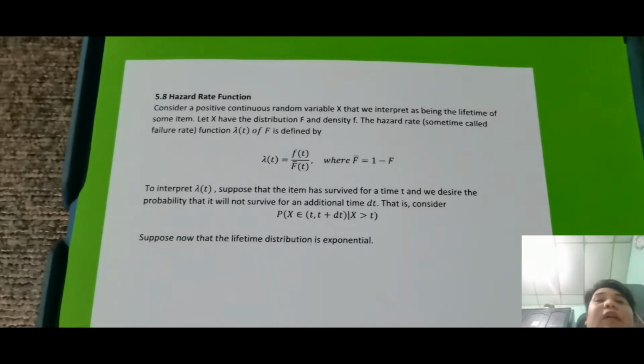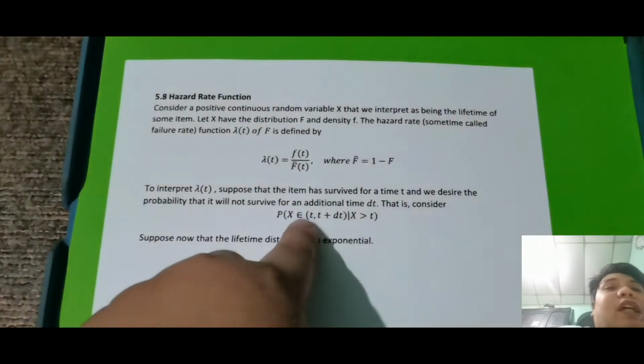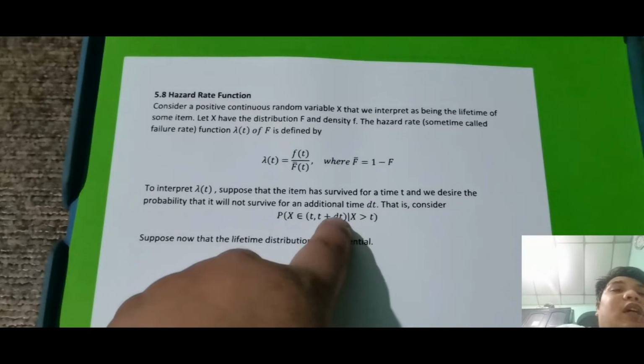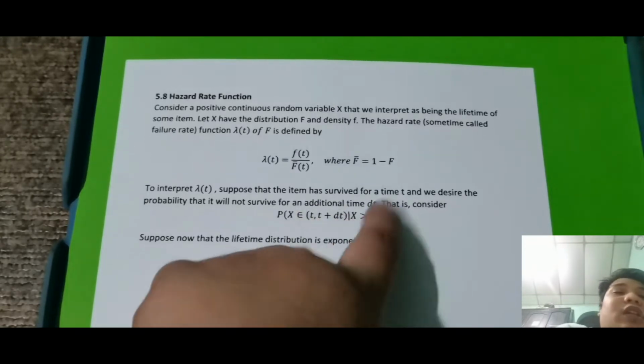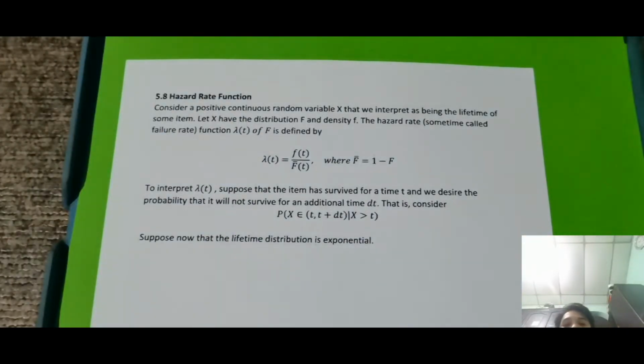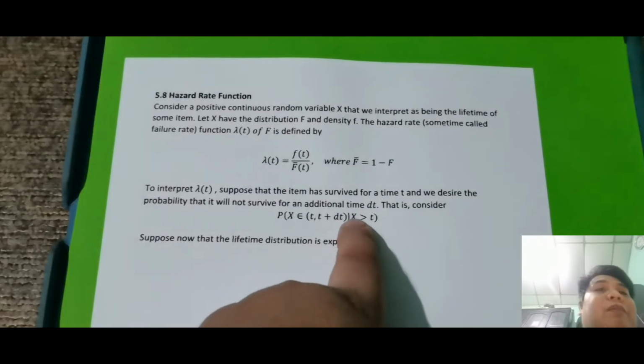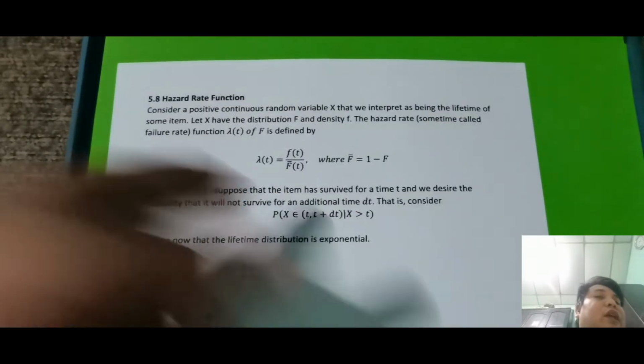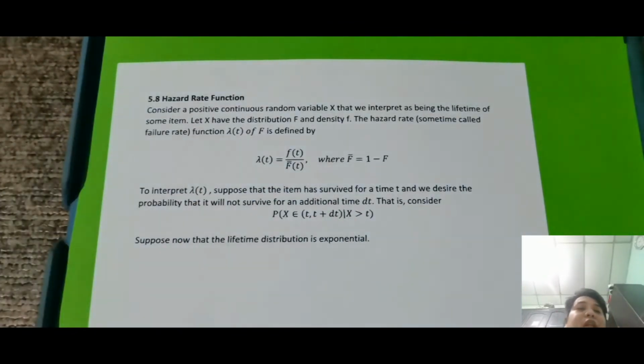Now, to interpret lambda of t, suppose that the item has survived for a long time t, and we consider the probability that it will not survive for an additional time dt. That is, consider the probability of X element of (t, t plus dt) such that X is greater than t. Di ko na masyadong isosolve yan, kasi kalalabasan nito is something na papunta dyan. Ang goal natin is simply hanapin yung hazard rate function.